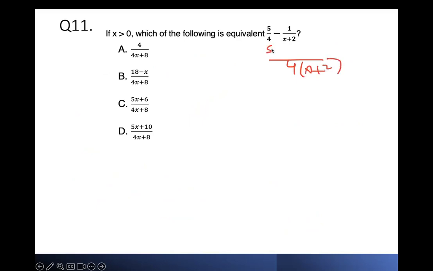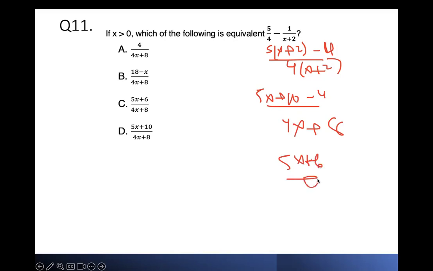And therefore, we have 5 multiplied by x plus 2, and then minus 1 times 4. So this is what you have. Because this goes here, minus 4 times 4. So you have 5x plus 10 minus 4 over 4x plus 8. If you simplify, you get 5x plus 6 over 4x plus 8. And this is the right answer, C.